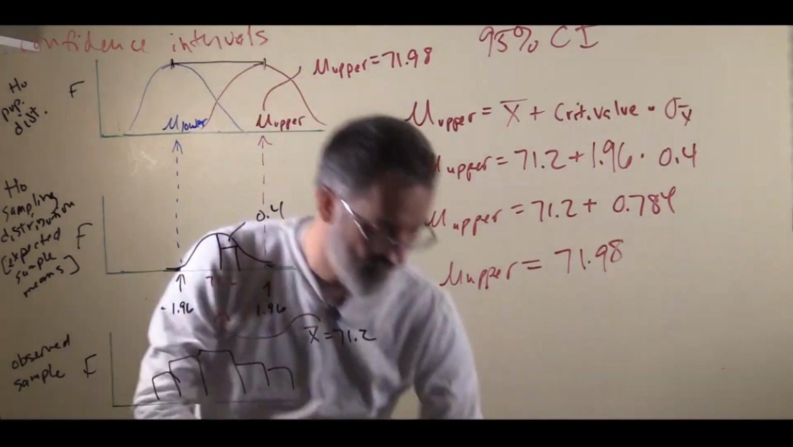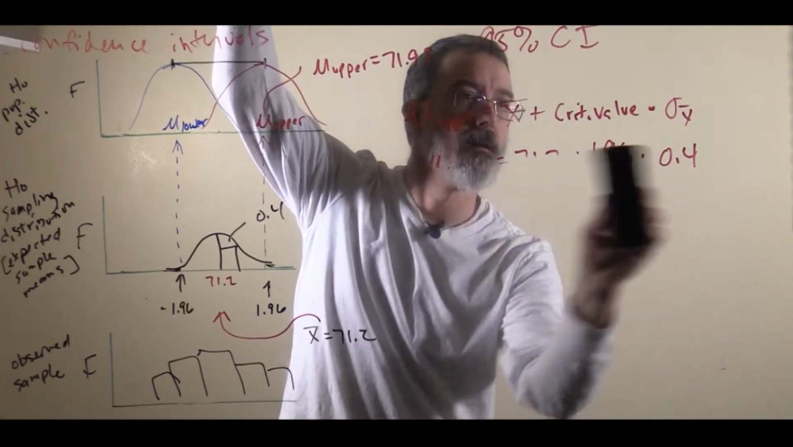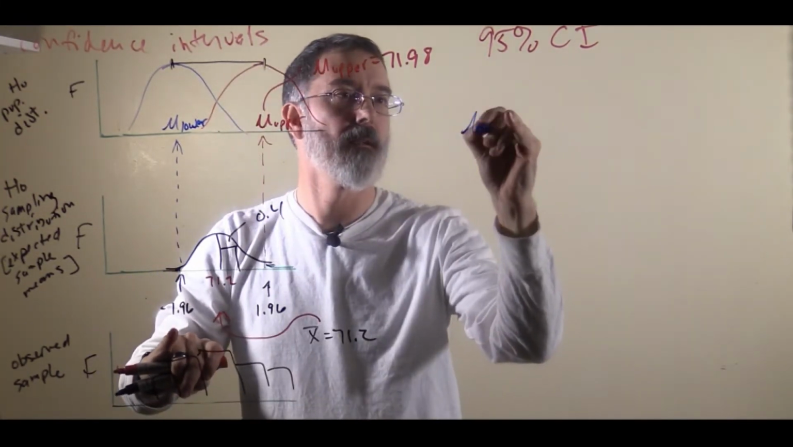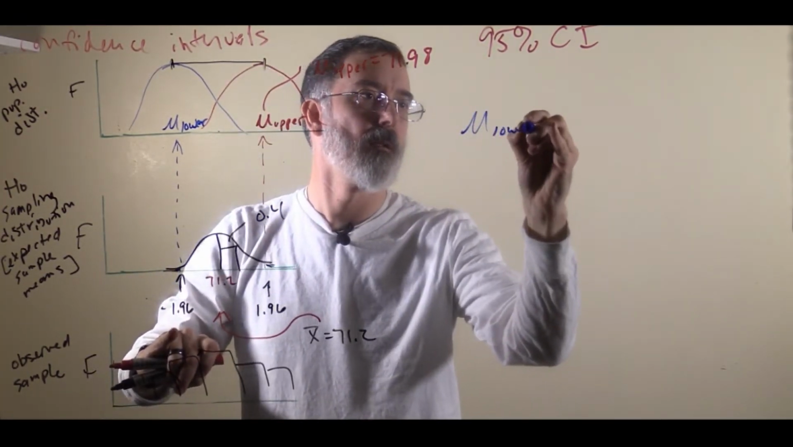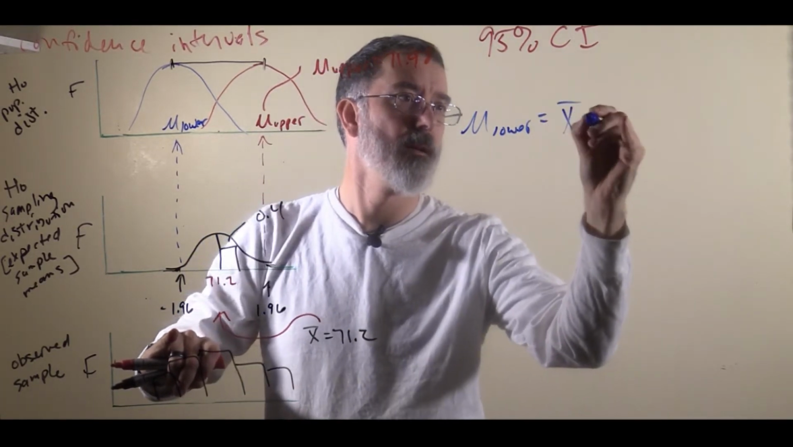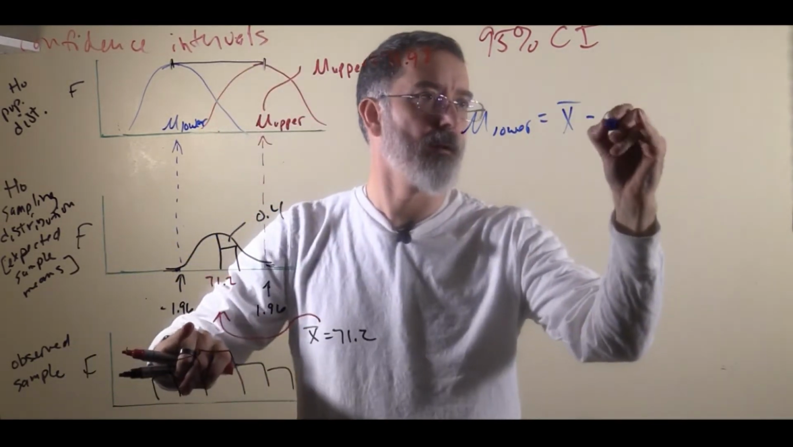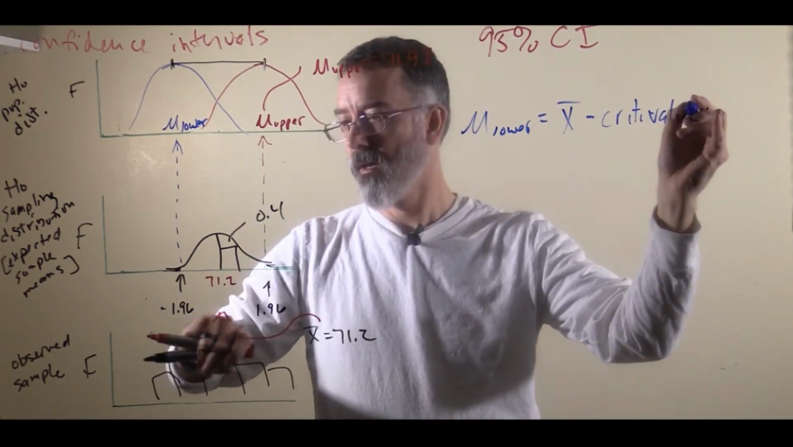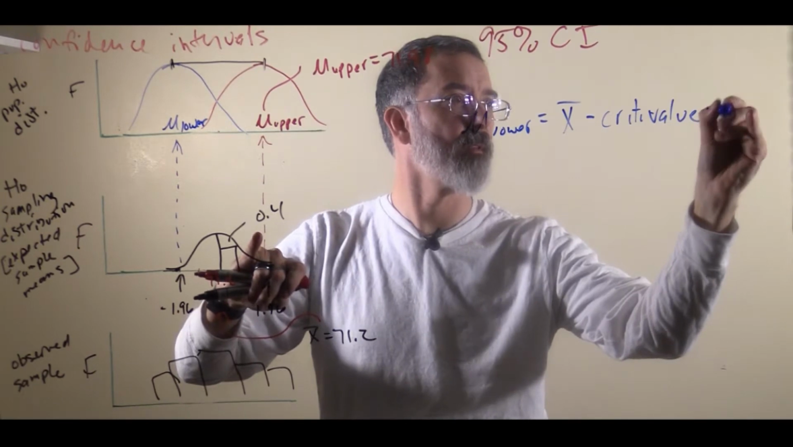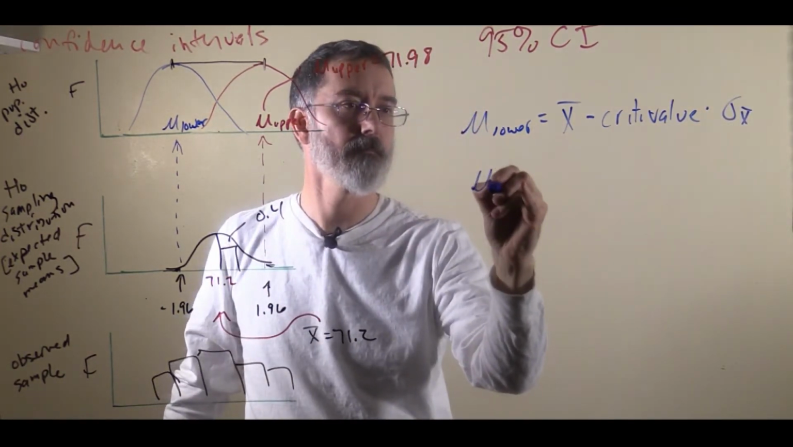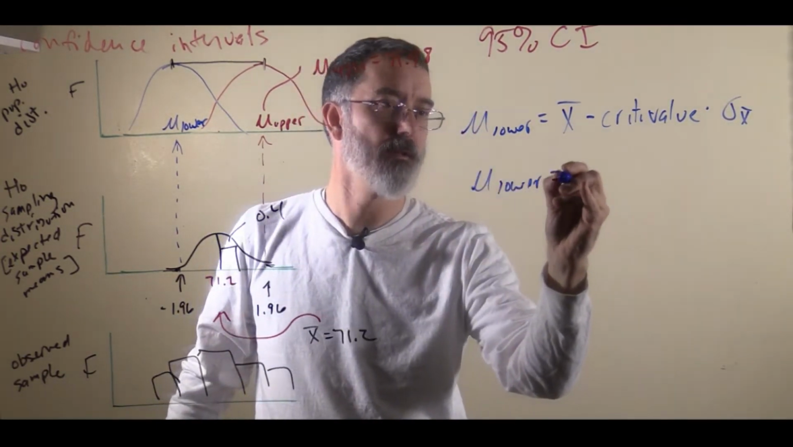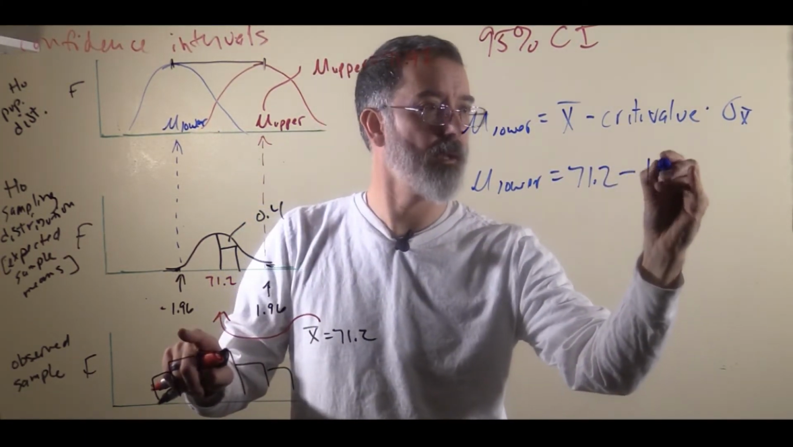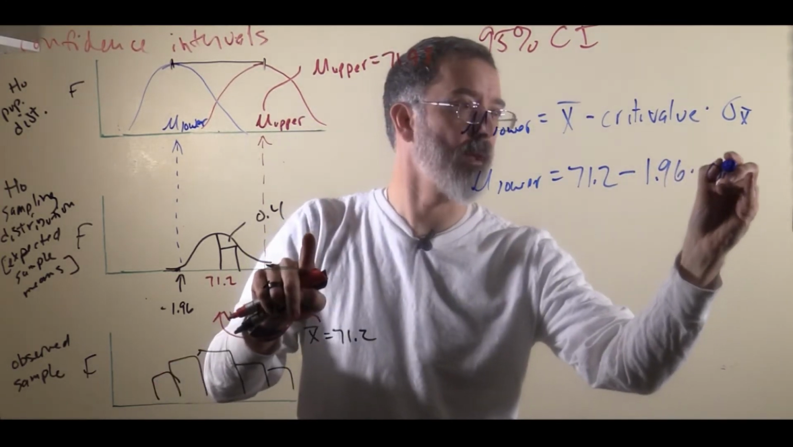All right, so now we could calculate that lower boundary. So now we'll calculate the lower limit. So that's going to be our sample mean. We're going to go below, and our critical value down there, which is the number of standard deviations below the mean times whatever the standard deviation is. Now we plug our values in. 71.2 minus 1.96 times 0.4.